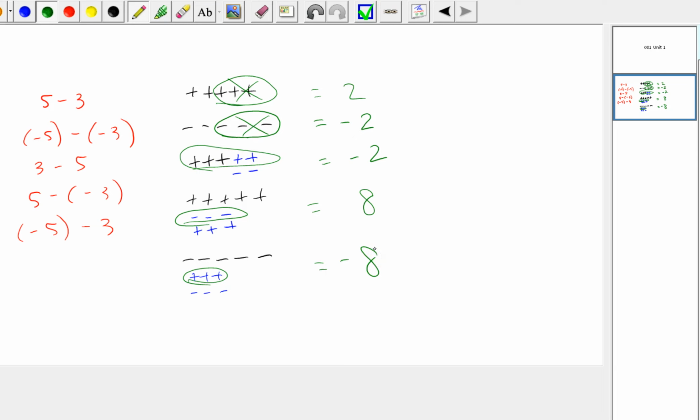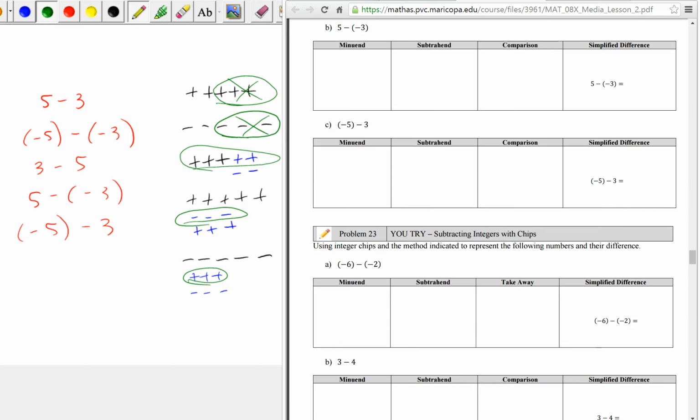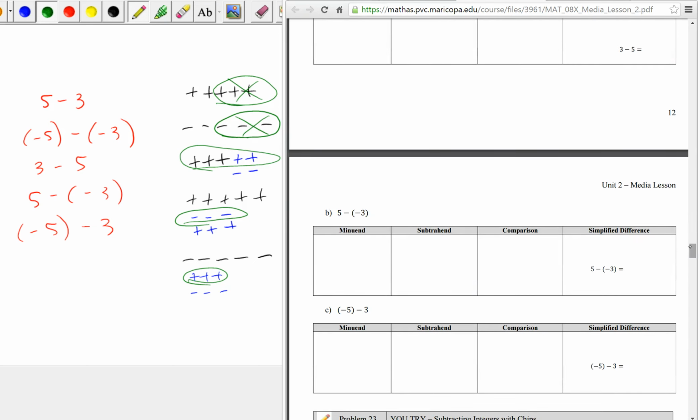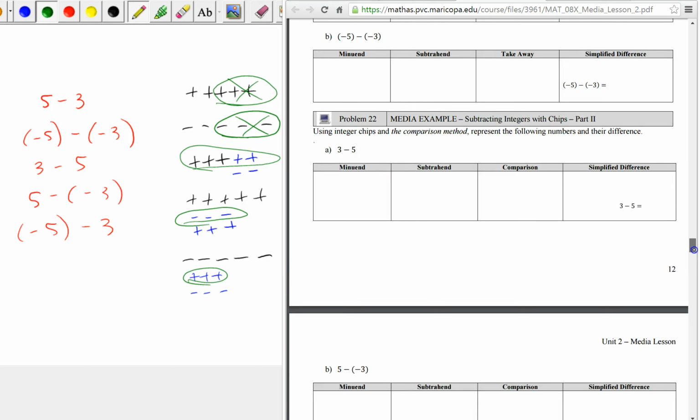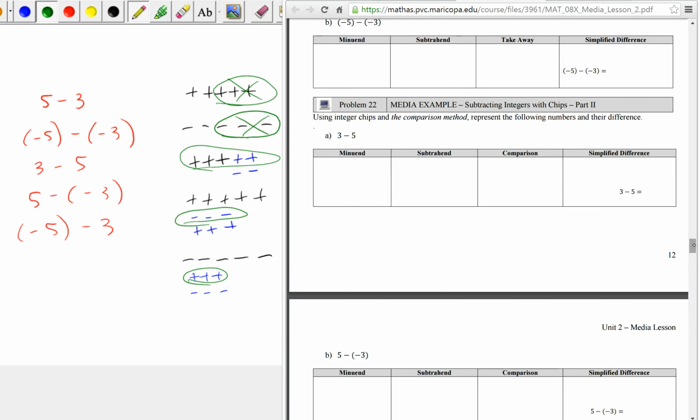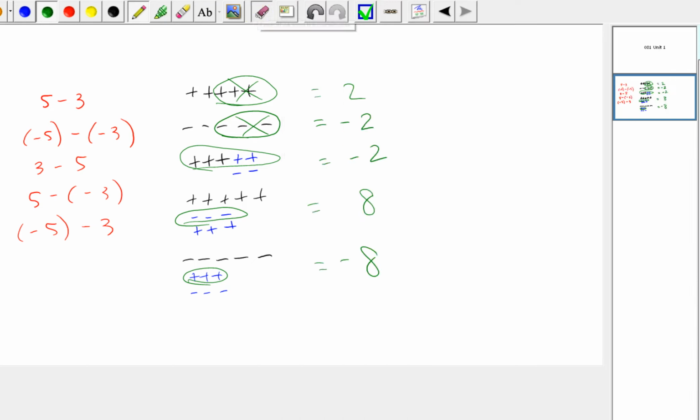So I do this in more detail in the student videos if you want to see that again, or in more detail, but that's the gist. Okay. Notice in the videos I use the comparison method for these 3, just to practice the comparison method. I think it's probably good to do all of them as takeaway and then maybe do some comparison. So let's see how we do these with the comparison method.